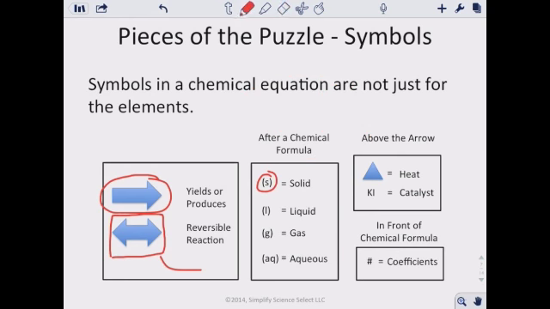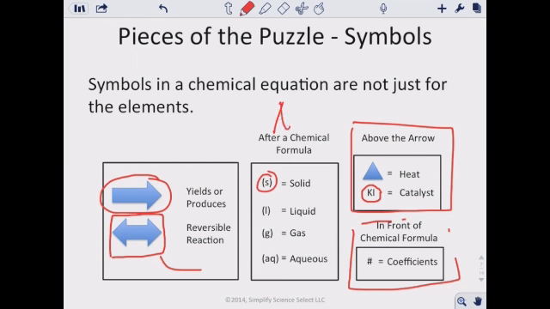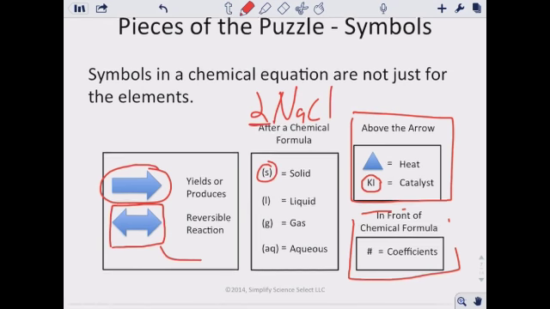If we have above the arrow, we can have a triangle, which means heat. The heat's added or necessary for the chemical reaction. Or we could have a chemical formula, which would mean that it is a catalyst. And then other things that we can have in front of chemical formulas. So say we have our NaCl. We can have coefficients. So say we have a 2 in front of that NaCl. That 2 is called a coefficient, and that means how many moles of that substance we actually have. And so these are some key chemical symbols that we need to know going into the rest of this.